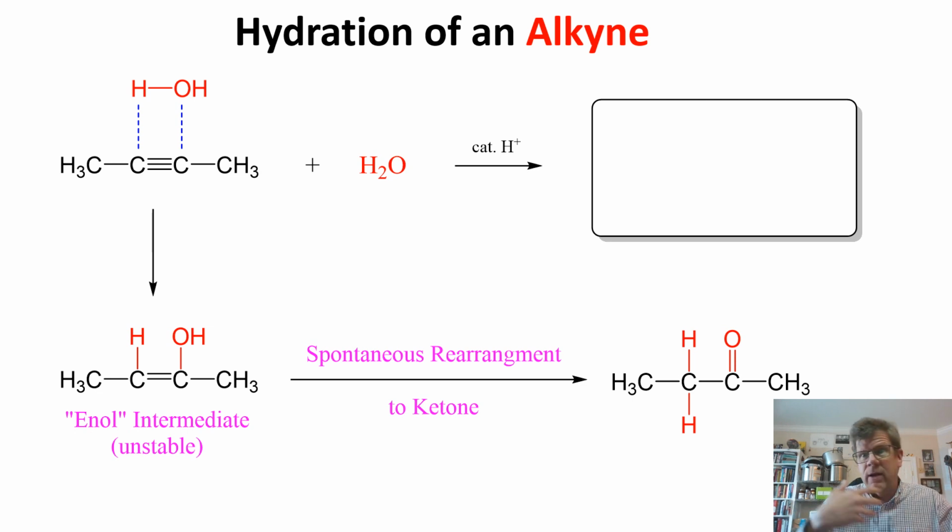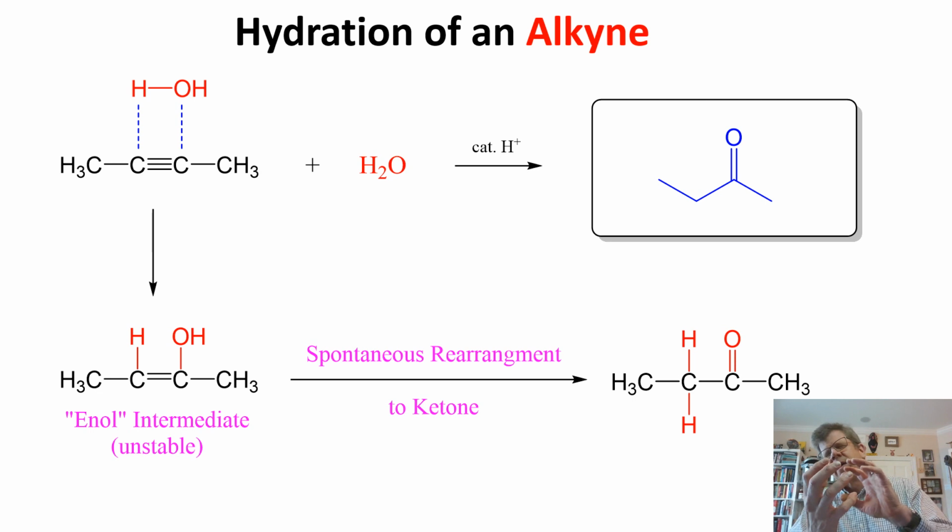So if you see an alkyne treated with water under catalytic acidic conditions, you're going to get this spontaneous rearrangement to a ketone structure. It will form a ketone. Shown in line structure, this is what that would look like. Again, it looks very different from this sort of halfway complete bonding structure and halfway condensed structure. They're the same compound. It is going to be important that we are able to recognize that I've just drawn two different representations of the same compound.